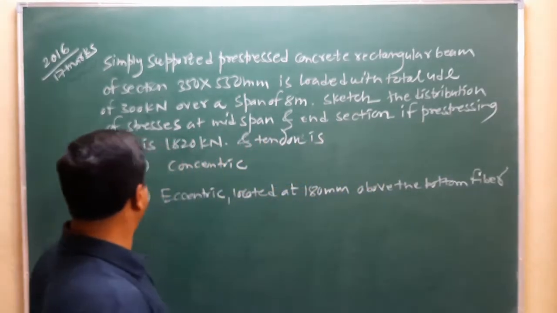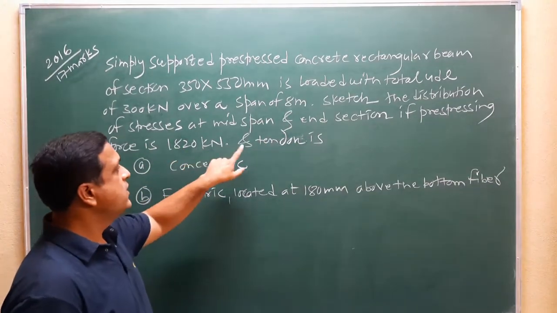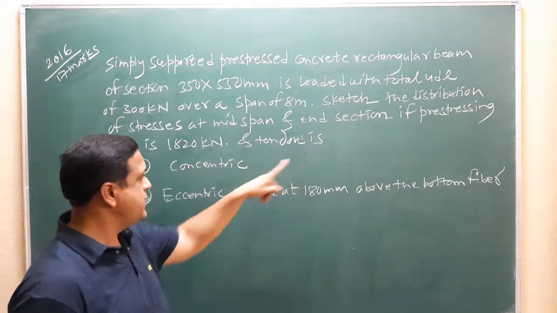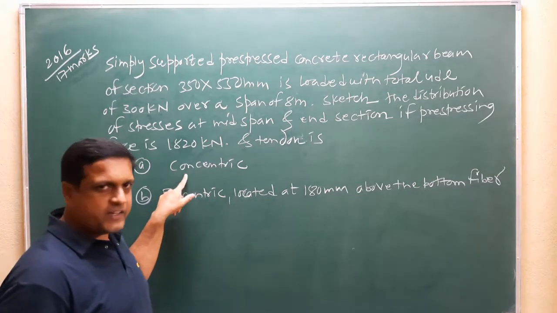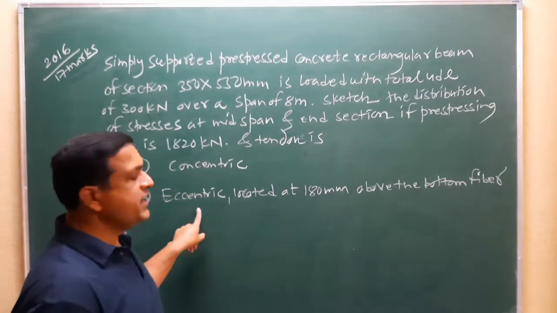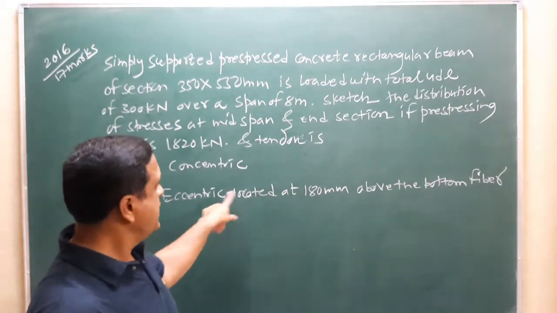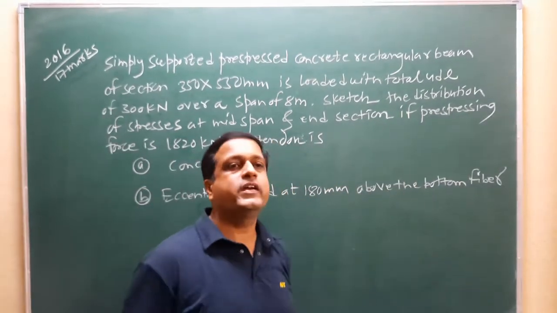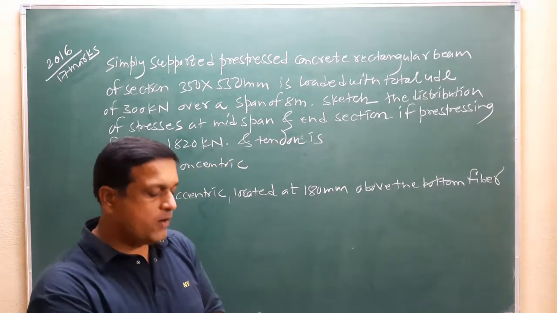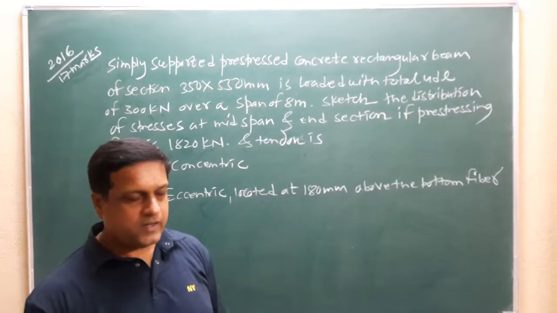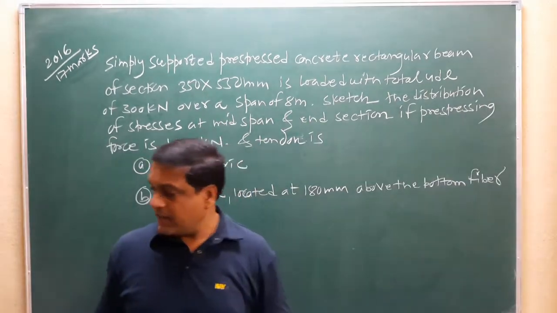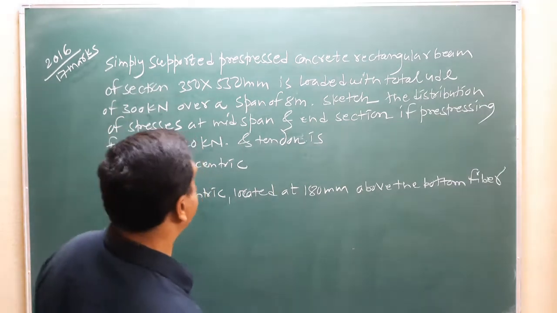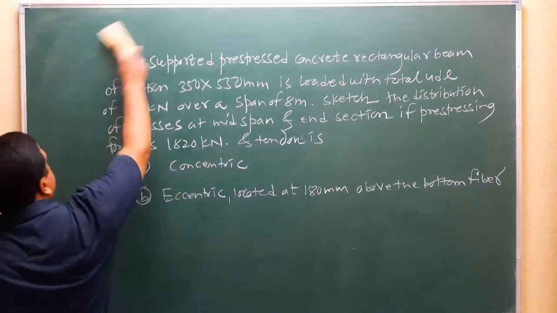If the pre-stressing force is 1820 kN and the tendon, the cable, is, in the first case, concentric, with no eccentricity, and in the second case, eccentric, located at 180 mm above the bottom fiber. First I will collect all this data and then I will solve this problem. Case 1, case 2, like this. So first I will draw this.